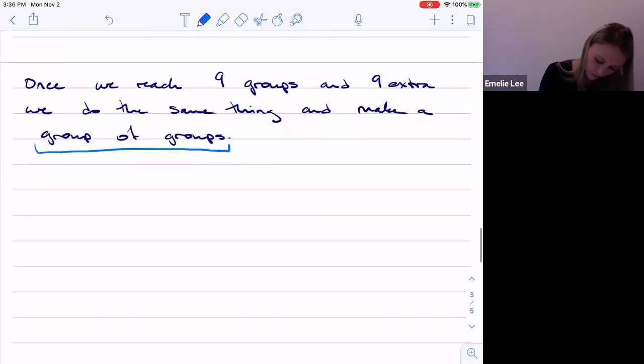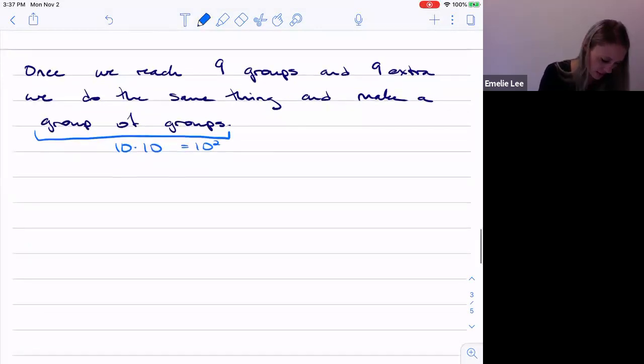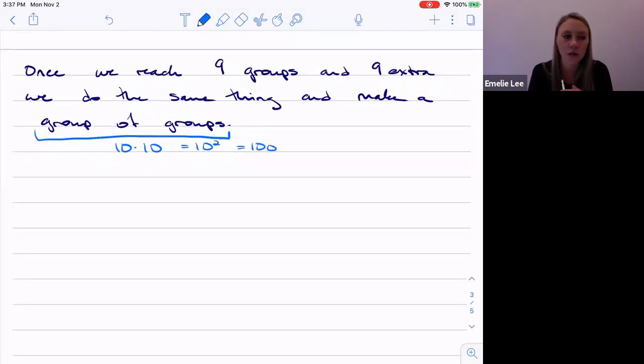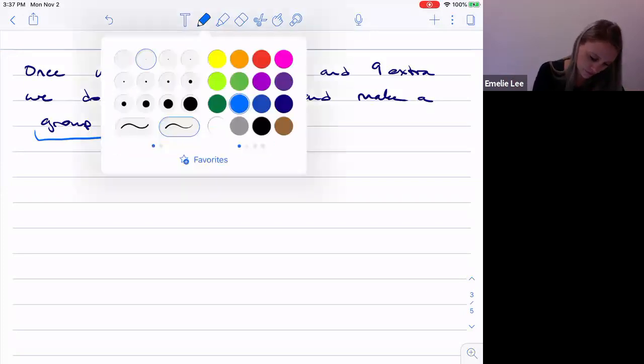So a group of groups is really 10 times 10, right? Which we can also write as 10 squared, which we know is 100, right? So that's where we get to 100, or the hundreds, is now you've got a group of groups, and then so on and so forth, and you can just keep grouping them. As soon as you hit 10, you make a group, right? And as soon as you hit 10 again, you make another group, so on and so forth.